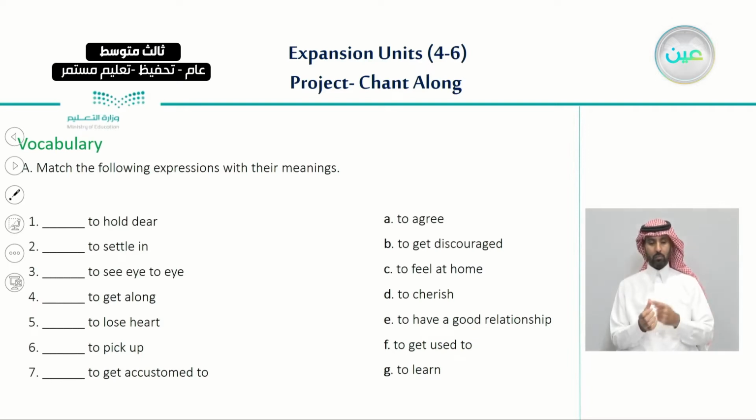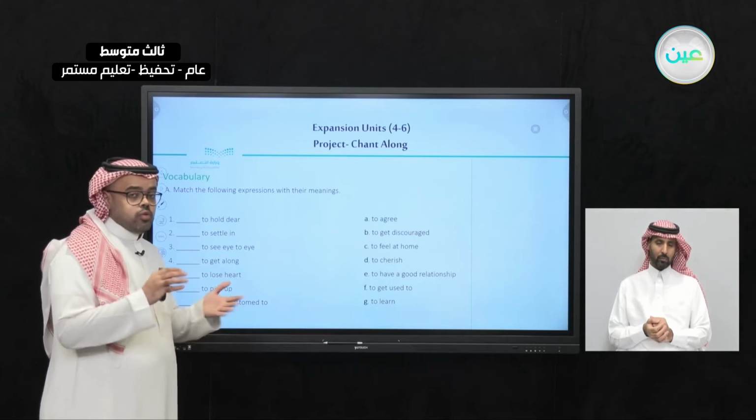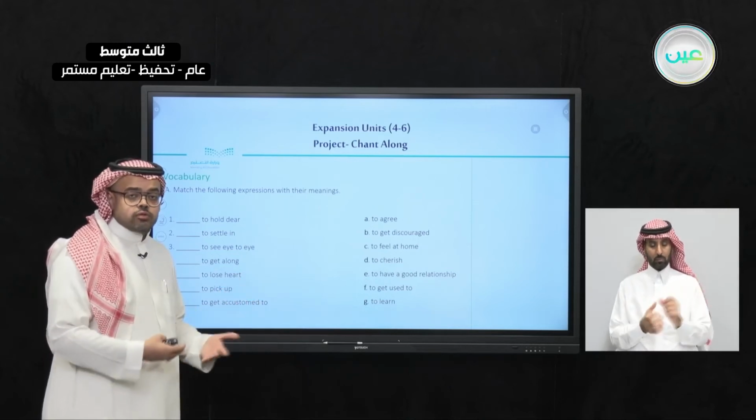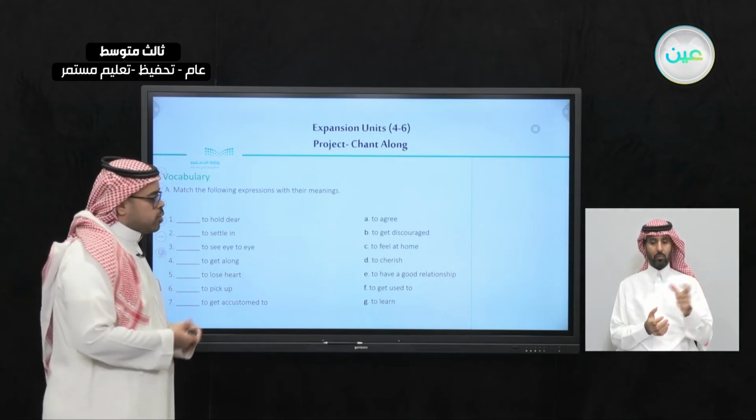So the first expression we have is to hold dear. We read in the chant when he says that the customs we hold dear. And the second expression is to settle in. The third one, to see eye to eye. And the fourth one, to get along. And the fifth one, to lose heart, and to pick up. And number 7, to get accustomed to. As you can see, these are very common expressions, and they are used in this chant. So it's very important that we learn the meaning of these expressions as we can use them when we practice English.